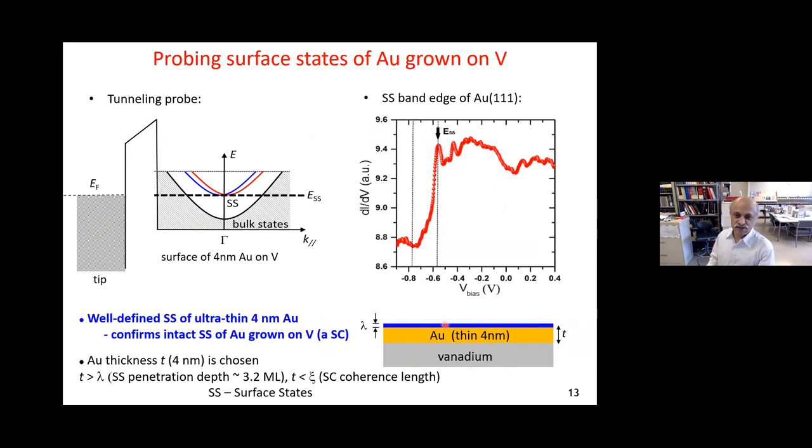This thickness of the gold is about the same value or less than the coherence length. At the same time, it's bigger than the surface state penetration depth. So we could make very nice flat films. It has a nice surface state, and this coupling to the vanadium actually creates superconductivity.